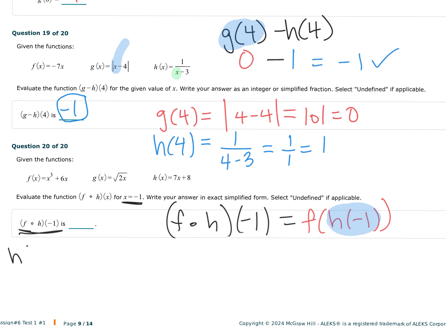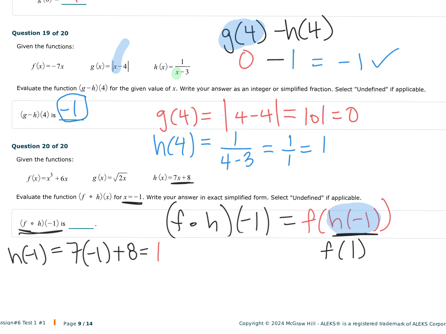So h at negative 1 is equal to, and I'm going to use the h function, so 7 times negative 1 plus 8. That would be negative 7 plus 8, which is positive 1. And that would go here. Okay, so h at negative 1, I got 1.